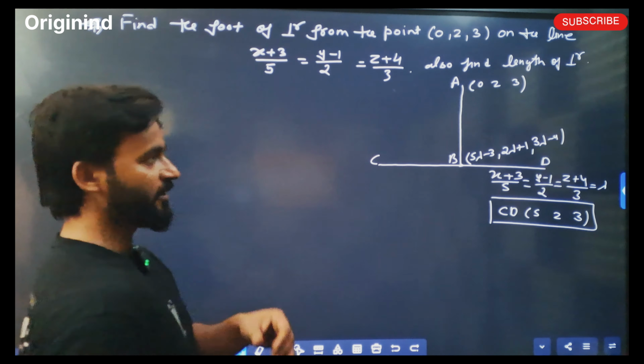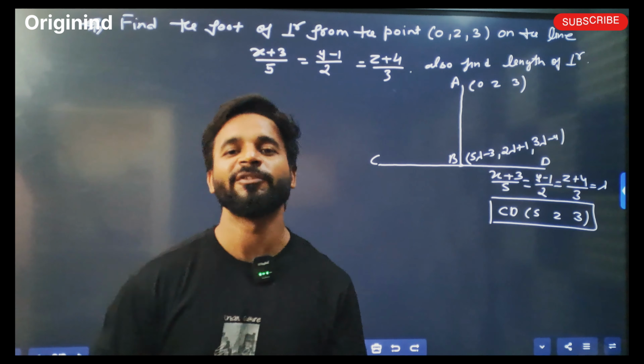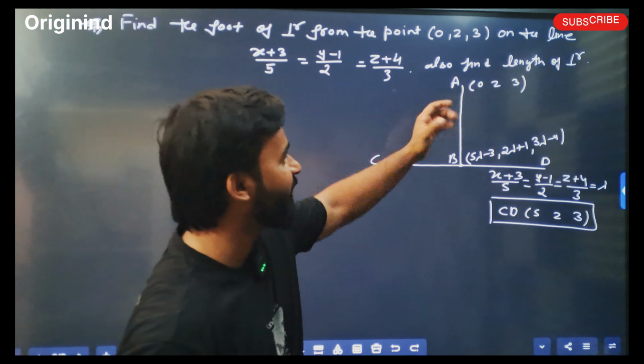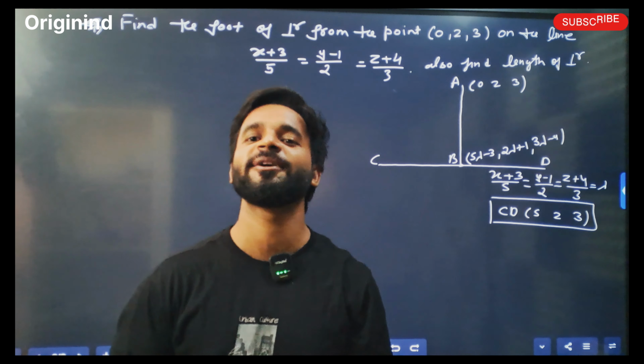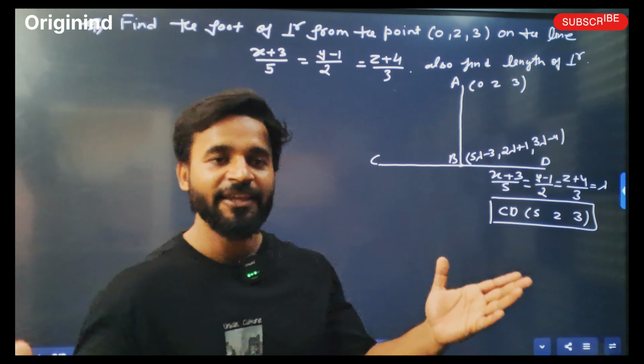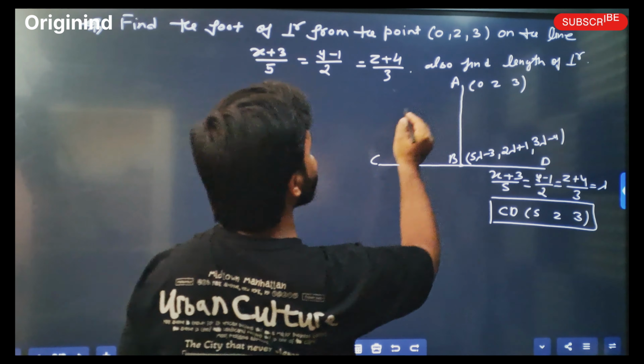This is the point B. Easy. Now we will find the lambda value. And how? Which concept? The two lines are perpendicular. If two lines are perpendicular, then the dot product of their direction ratios will be 0. So guys, first find the direction ratios of AB.